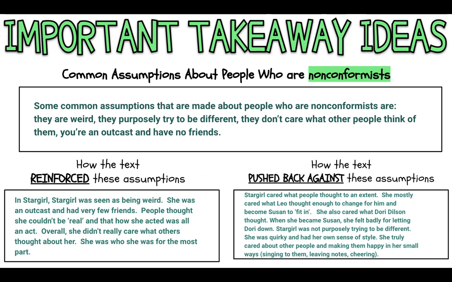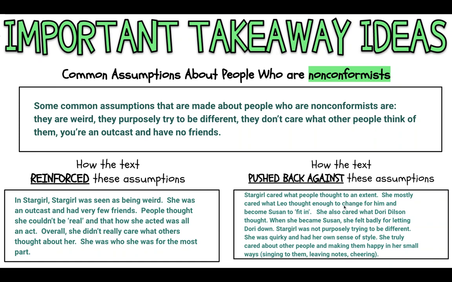So your next section is those important takeaway ideas. So that's where you're doing the common assumptions about people who are, and you're filling in here what that social issue was. So then you're writing a little blurb about those common assumptions that you came up with, and then how the text reinforced the common assumptions, and then how the text pushed back against the common assumptions.